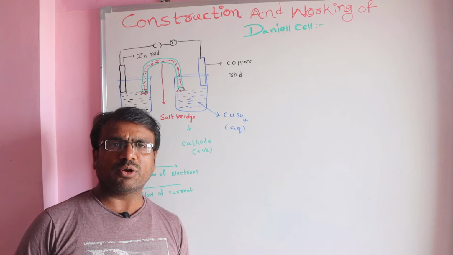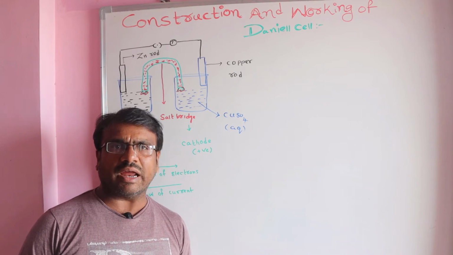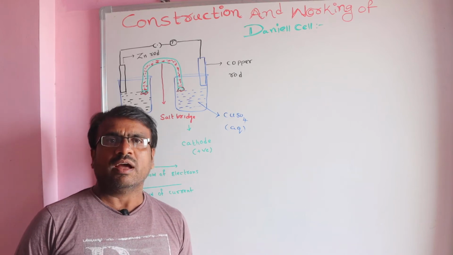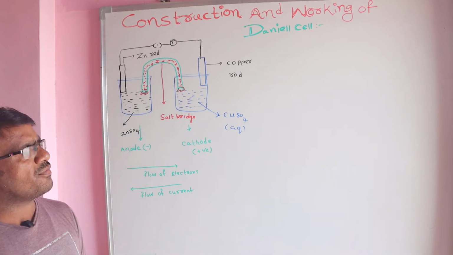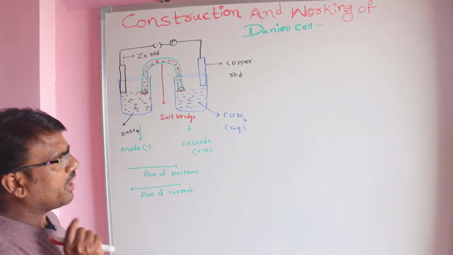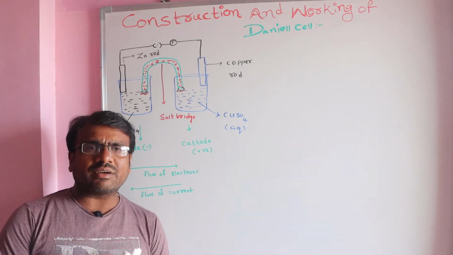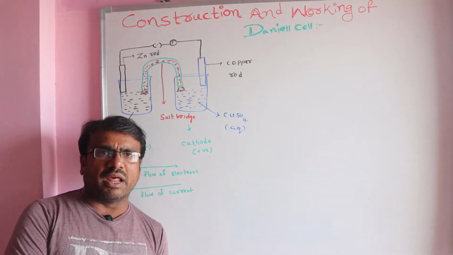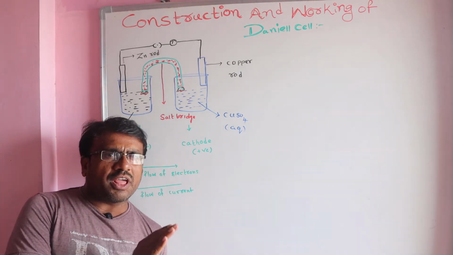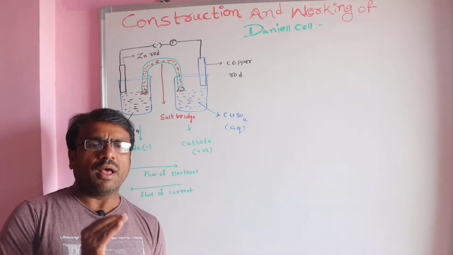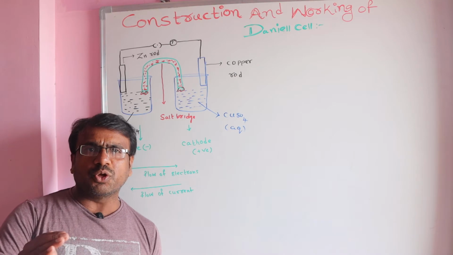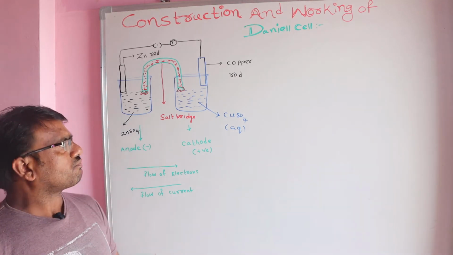In this session, I want to discuss the construction and working of the Daniell cell. The Daniell cell is an example of a galvanic cell or voltaic cell. In the Daniell cell, we can convert chemical energy into electrical energy, because of a spontaneous redox reaction.